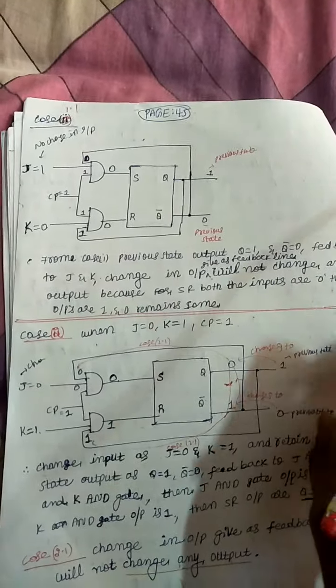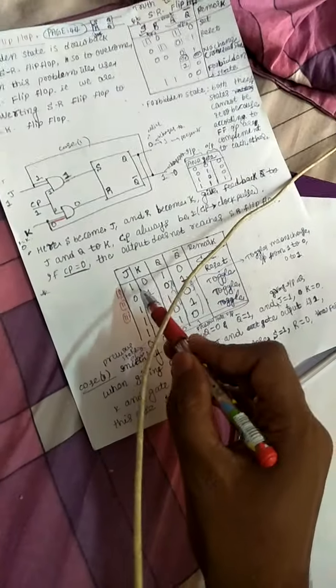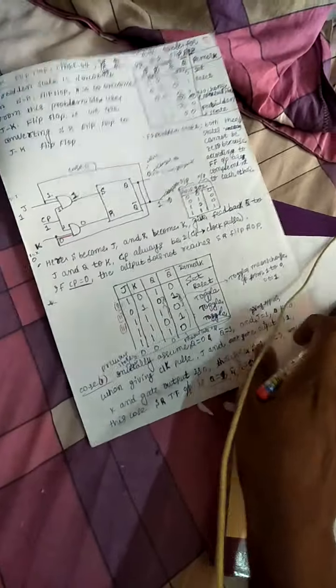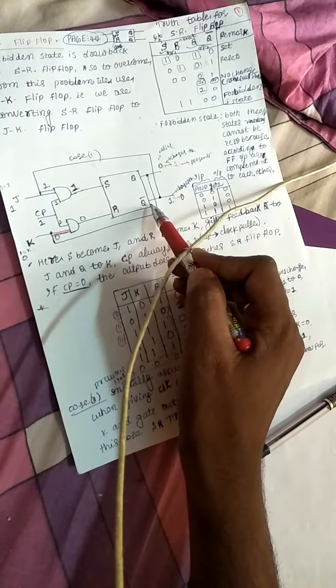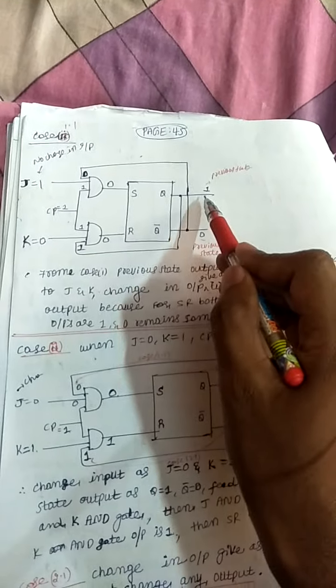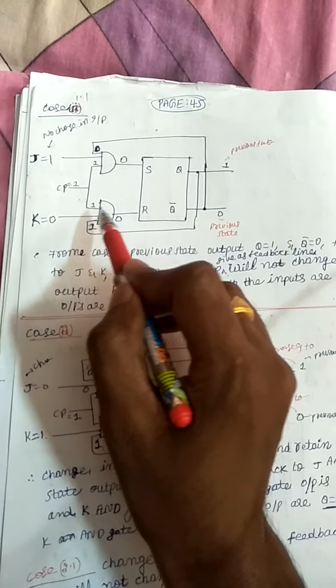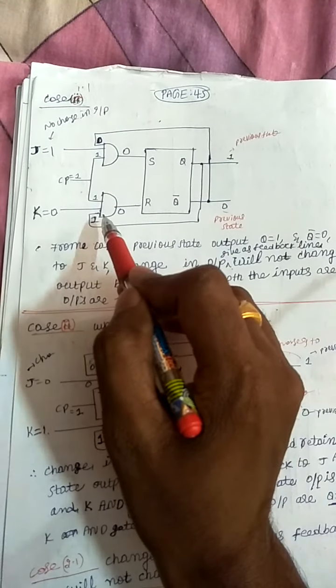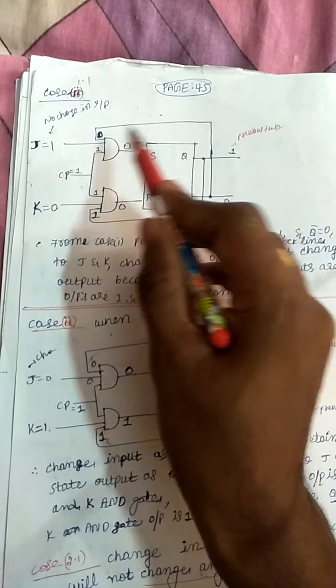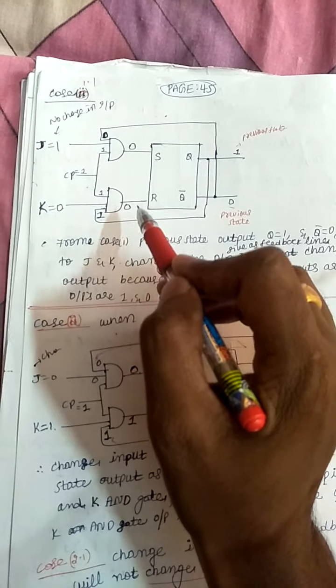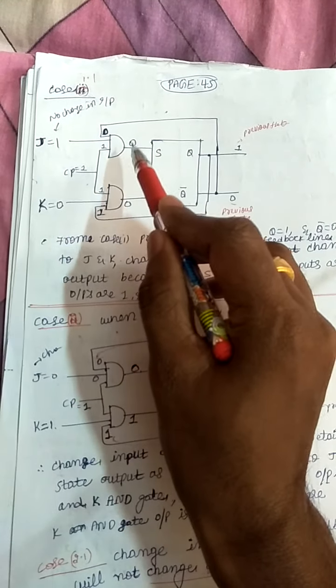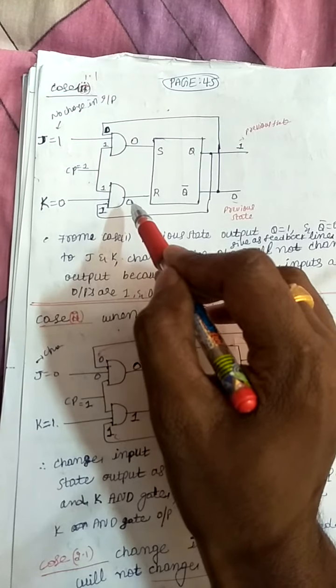Next case. For the same input J is equal to 1, K is equal to 0, what will I do? Here I initially assumed Q is equal to 0, Q bar is equal to 1. But here I will consider vice versa: Q is equal to 1, Q bar is equal to 0. Then here 1, 1 clock. This 1 will appear here as 0 and this 0 will appear here. Both are 0, 0. 0 into anything for AND gate is 0.